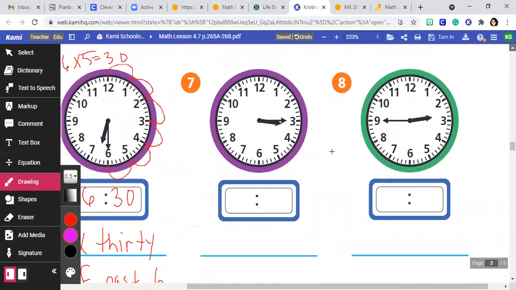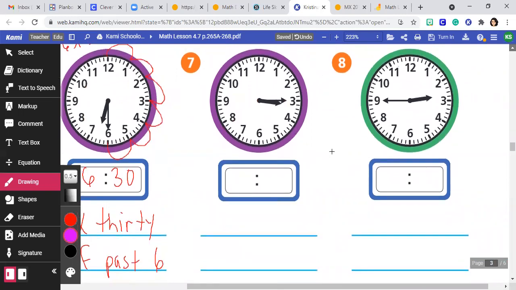Number 7 and number 8. Pause the video now and see if you can figure out how many minutes after the hour this clock shows. How do you know? Where is the hour hand? Can you say it 2 different ways? Resume the video once you've come up with your answers to check to see how you did.